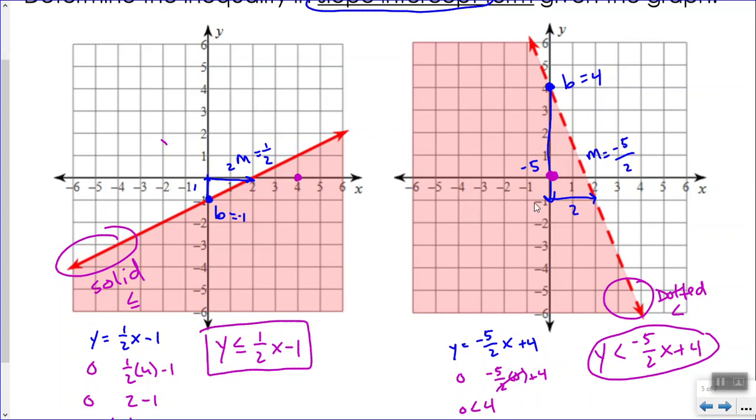Then we pick a point in the shaded region to help us figure out the inequality symbol. So here we can use the origin. We substitute in 0 for x and y. We end up with 0 and 4, so we know it has to be less than. And because it's dotted, it has to be strictly less than. So our final inequality is y is less than -5/2x plus 4.